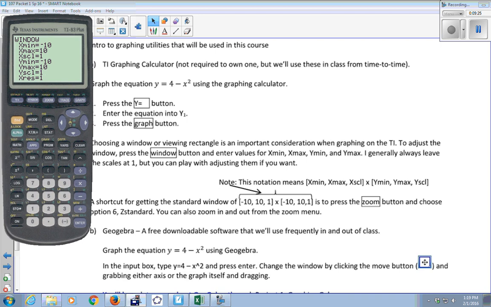All right, so once you have your window adjusted to be -10 to 10 for x and y, press graph again, and you'll get a nice picture of the parabola. There's a shortcut for getting that standard window, the -10 to 10, -10 to 10. If you press zoom 6, zoom is the middle of the top row. Option 6 is ZStandard for zoom standard. That's the -10 to 10, -10 to 10. So it'll automatically pick that for you.